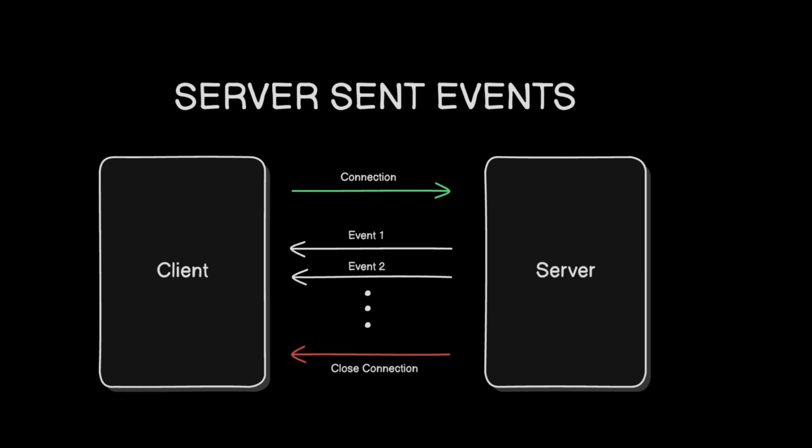Let's understand how SSE works with a simple diagram. The client establishes the connection with the server, making the HTTP request. Once connected, the server continuously sends events to the client. The connection remains open, allowing multiple events to be streamed over time. And finally, when all the events are streamed, the server decides to close the connection. Unlike WebSockets, SSE is a one-way communication channel. The server pushes updates, but the client doesn't send messages back.